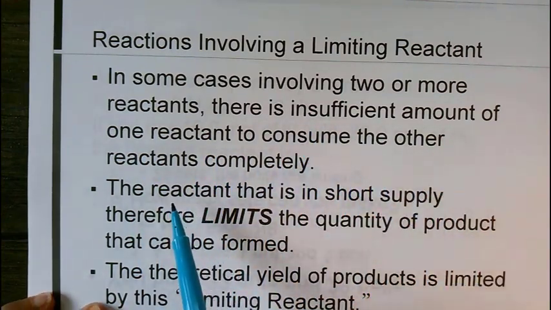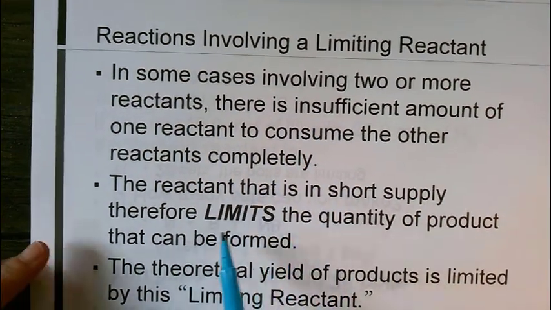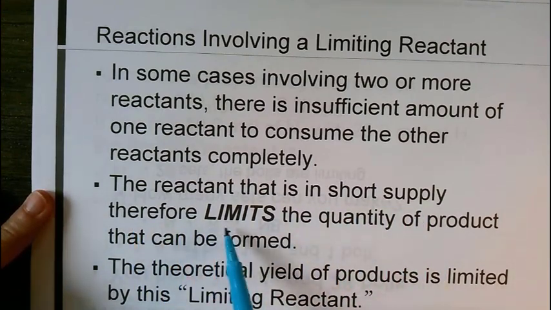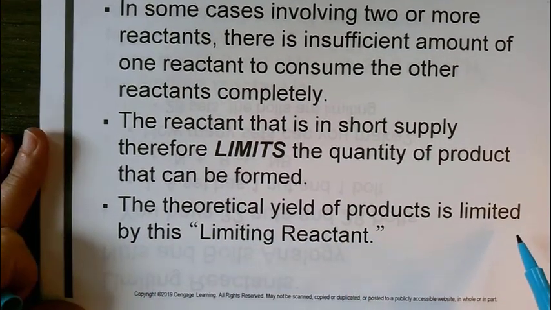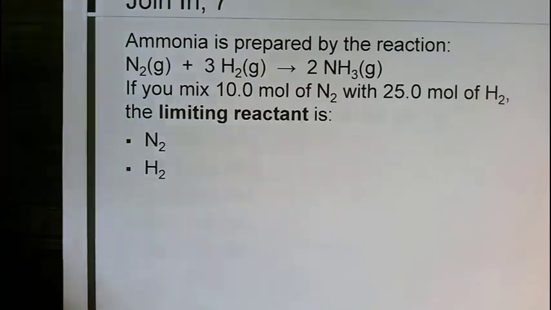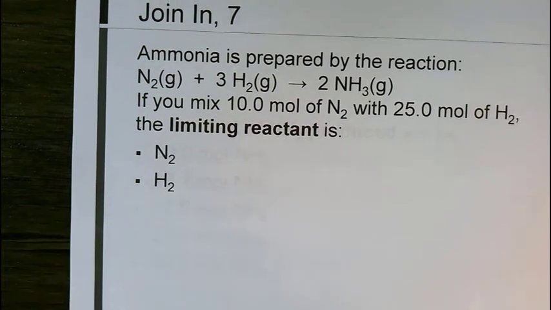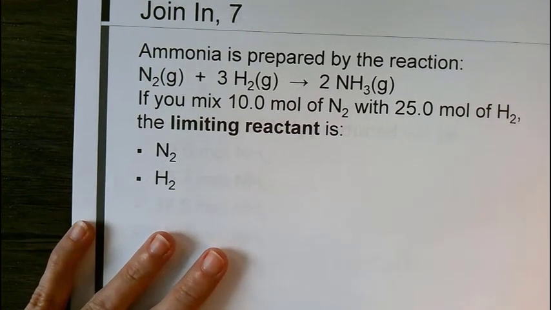To sum up what we just did about limiting reactants: when there are two or more reactants, in some cases there's an insufficient amount of one reactant to consume the other reactants completely. The reactant that is in short supply limits the quantity of product that can be formed. The theoretical yield of products is limited by this limiting reactant. In our prior examples, we were given grams of reactants and asked to find grams of product. But sometimes you don't even have to go that far.